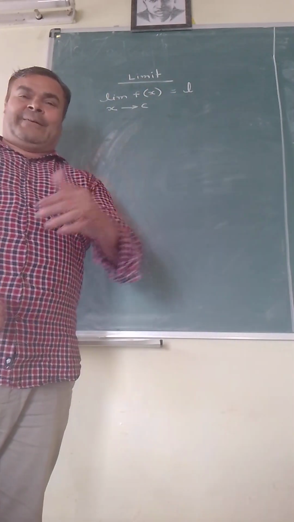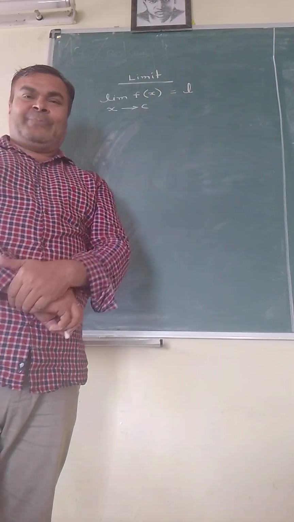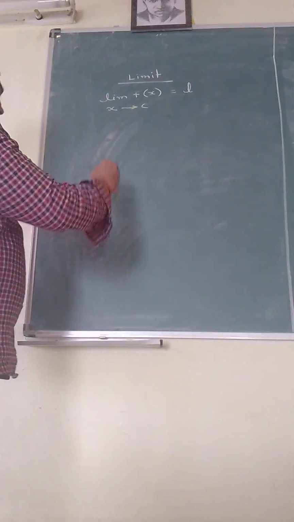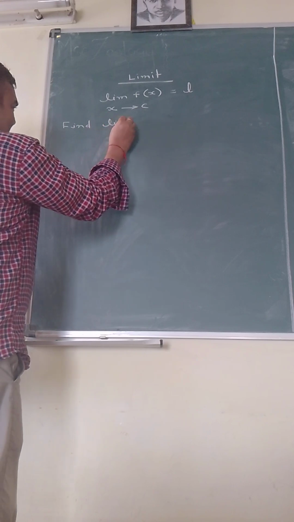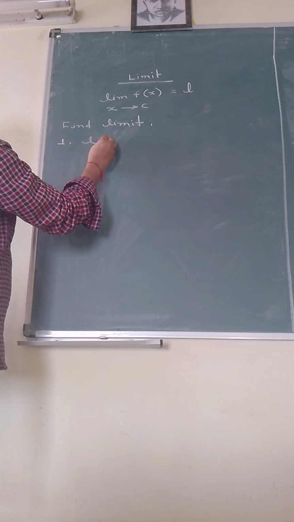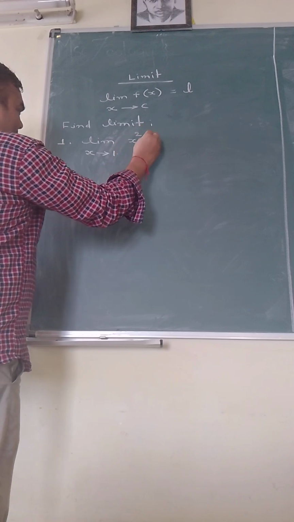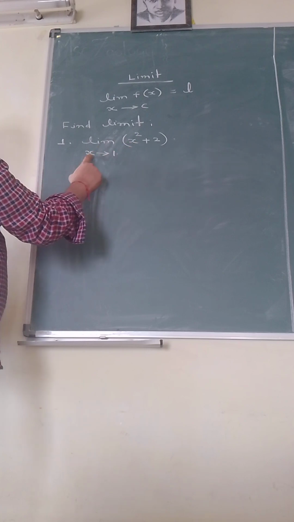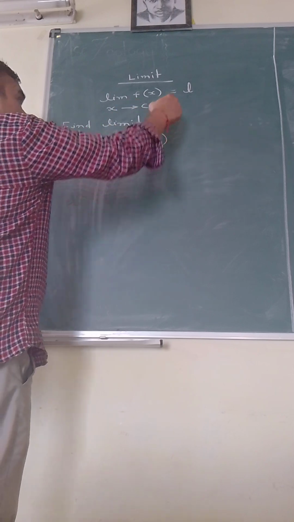Then what will be next? How will we approach computing the limit? How do we evaluate the limit? There may be many questions like that. Find the limit. Number one, limit x tends to 1, x squared plus 2. This is the real valued function, and x approaches a or C. But what will be the L?